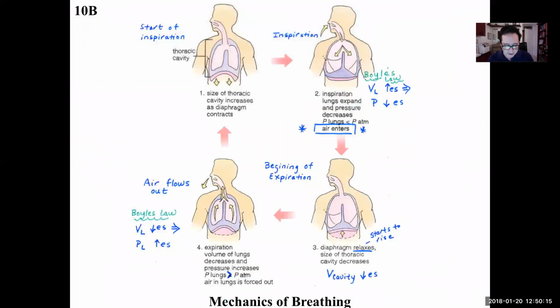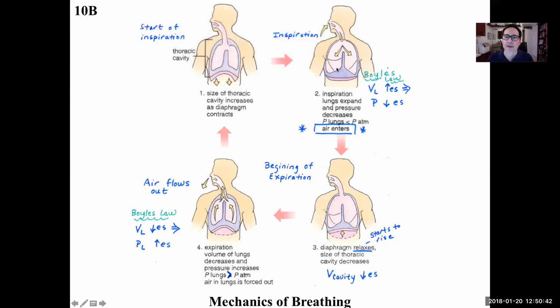Okay, we were talking about the mechanics of breathing. Just a quick review: at the beginning of inspiration, the size of the thoracic cavity will be increasing because the diaphragm contracts. When it contracts, it goes from the dome shape to the flat position, enlarging this entire cavity. As a result, the lungs expand to fill out the cavity.